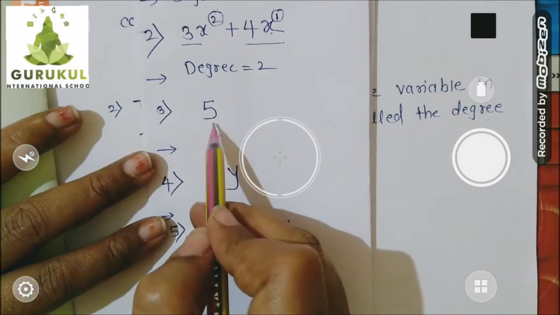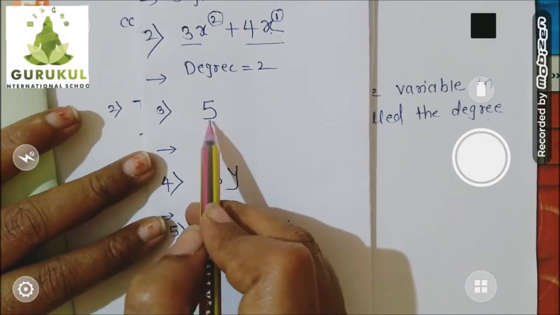Now let's go for the third example. Only a monomial is there, meaning only one term.